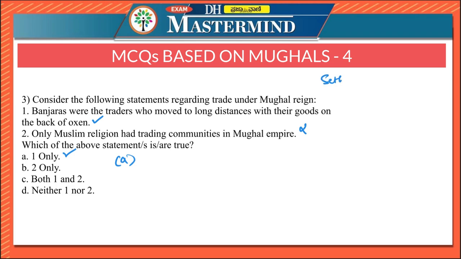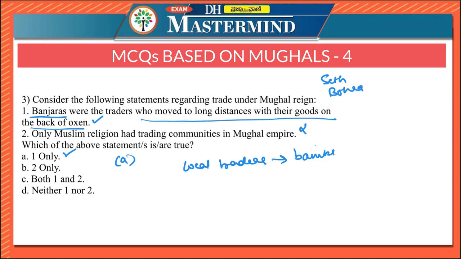Seth and Bohra traders specialized in long distance trade, while local traders were called Baniks. Another class of traders was known as Banjaras. These were the traders who moved to long distances with their goods on the back of oxen. Bulk goods were also taken through rivers on boats. The trading community did not belong to one caste or religion. It belonged to many religions.